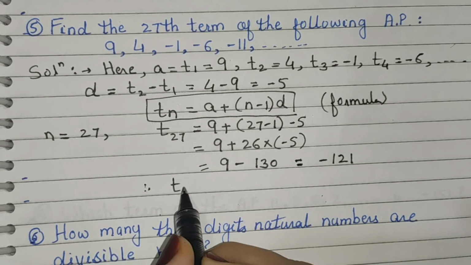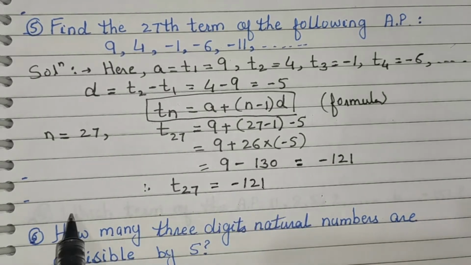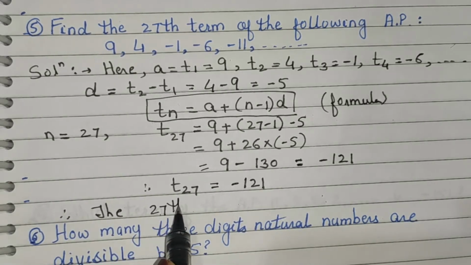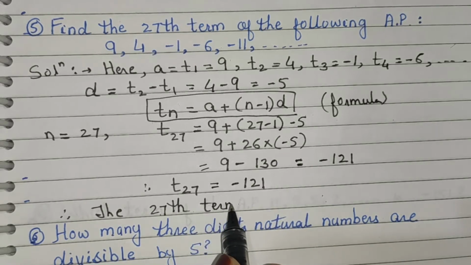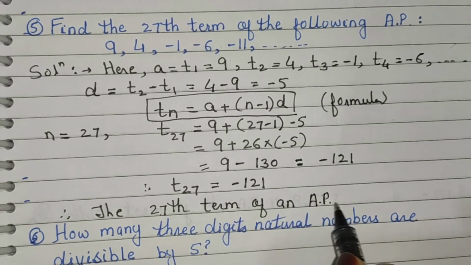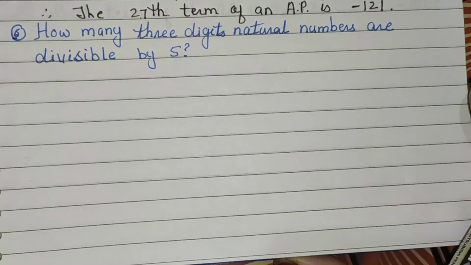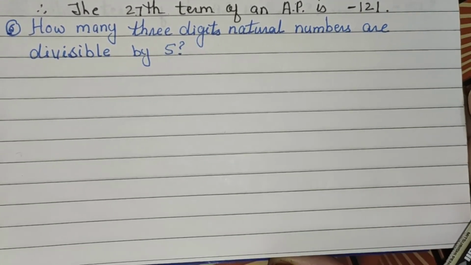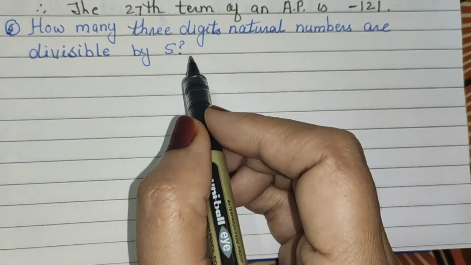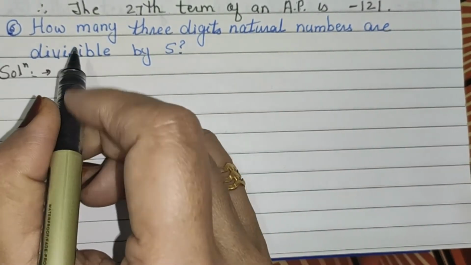Therefore T27 is equal to minus 121. Write down the answer. The 27th term of an AP is minus 121. Now the next question is, how many 3-digit natural numbers are divisible by 5? Now write down the solution here.